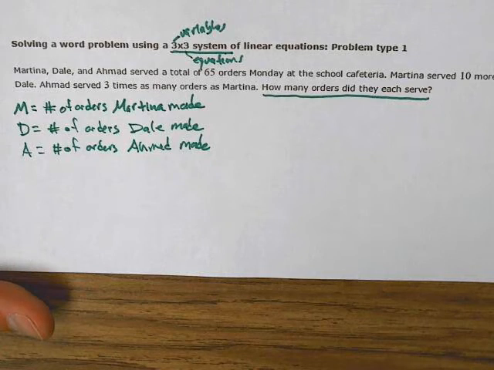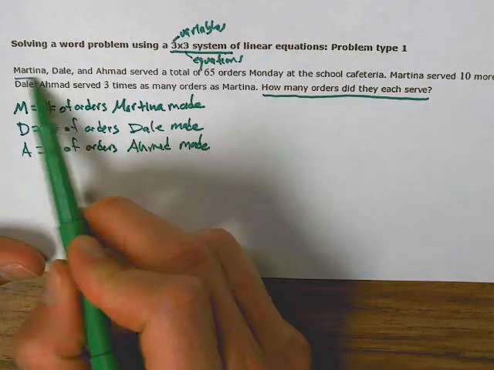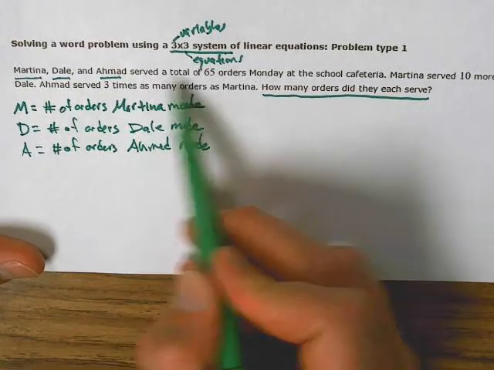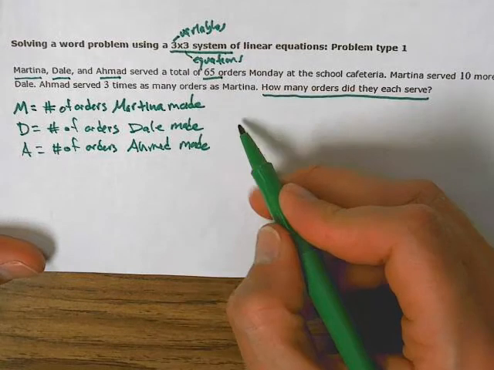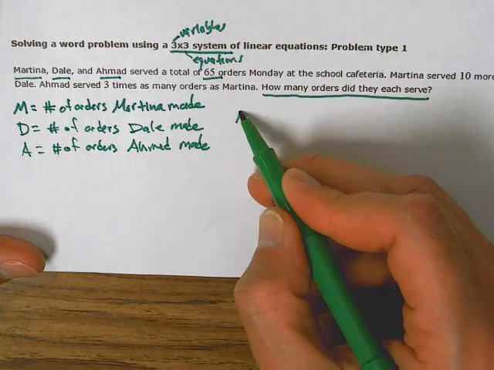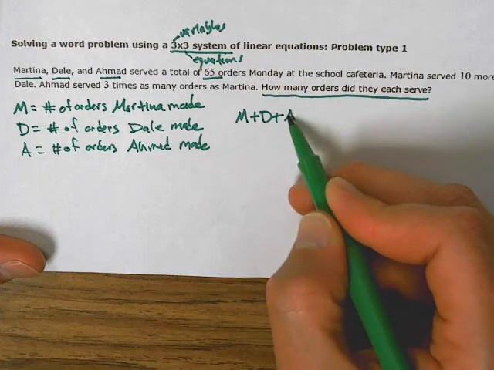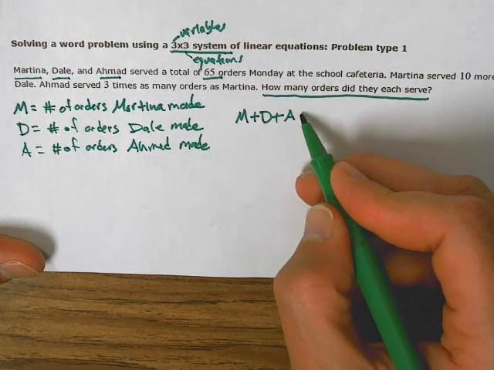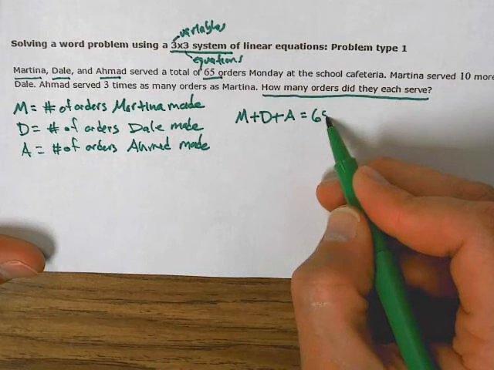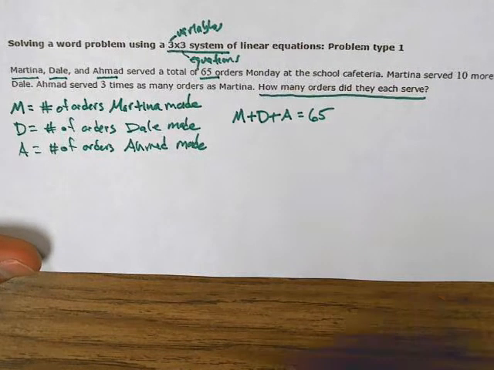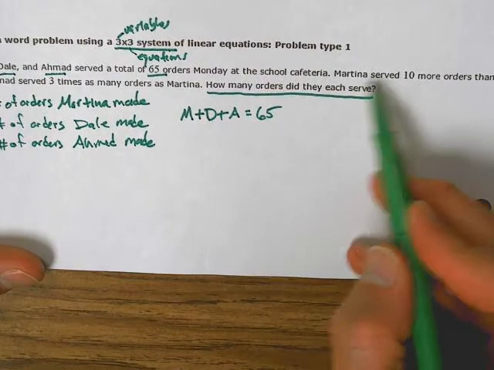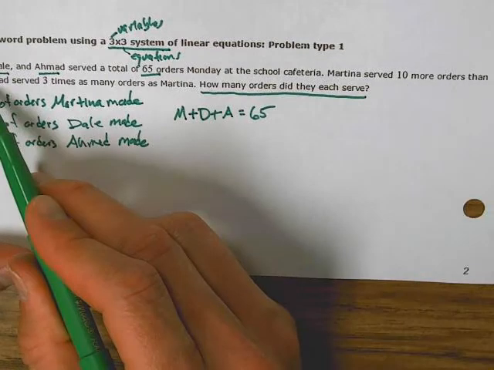Let's see if we can set up a couple. First off, Martina, Dale, and Ahmad served a total of 65 orders, meaning if I add together the number of orders from Martina, Dale, and Ahmad, that would be a grand total of 65. That's one equation.